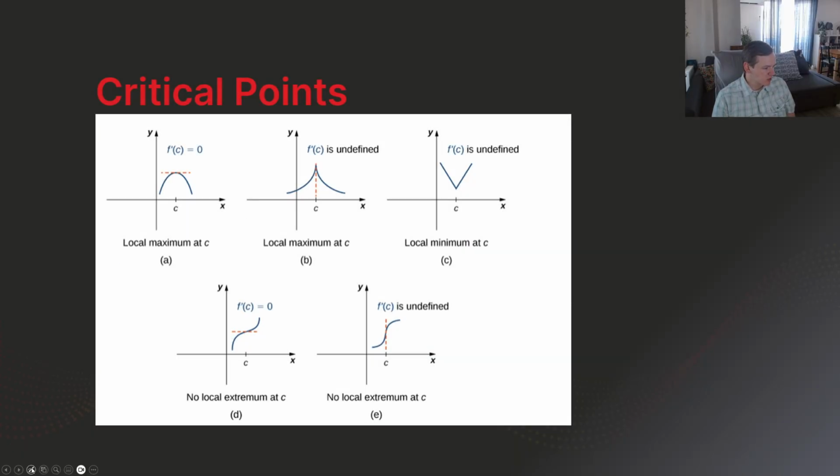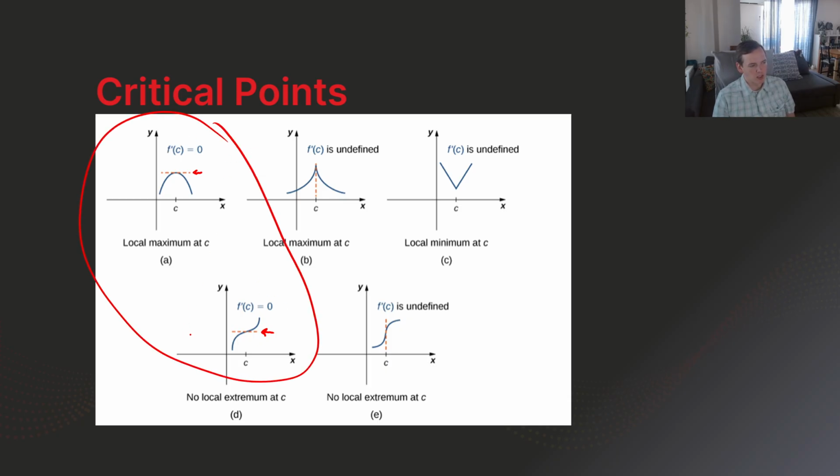So I've got here an illustration of all the main ways that you have critical points. In this first one here, because the slope is horizontal or flat, we can tell that the derivative is equal to 0. Same thing with this bottom one down here. Because the slope is flat, the derivative is equal to 0. So these two are examples where the derivative is equal to 0. You can ignore what it's saying about local minima, local maxima, that sort of thing.